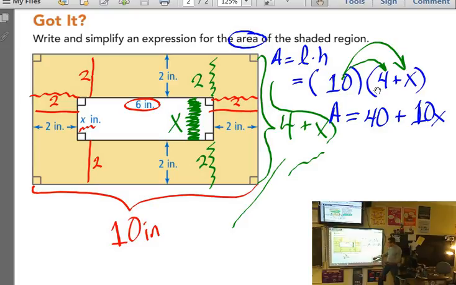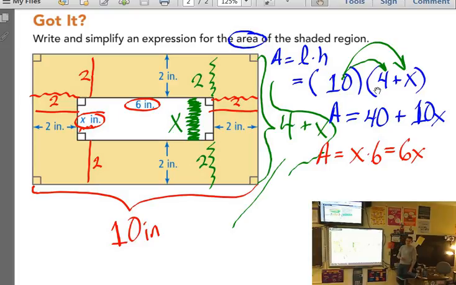Yeah, my dimensions there are just 6 and X. So the area of the inner rectangle is just X times 6, or 6X. So then how do I calculate the difference between them? Abby, what would I do? What you would do, find the difference between them. So this was my big area. This was my little area. We want to find the donut.